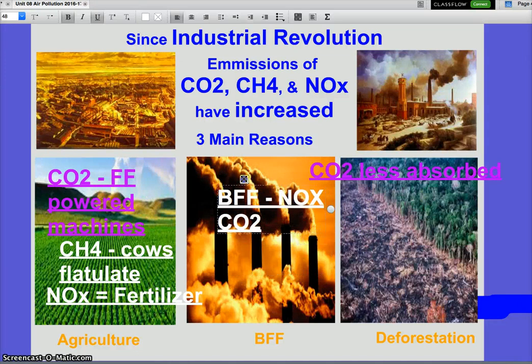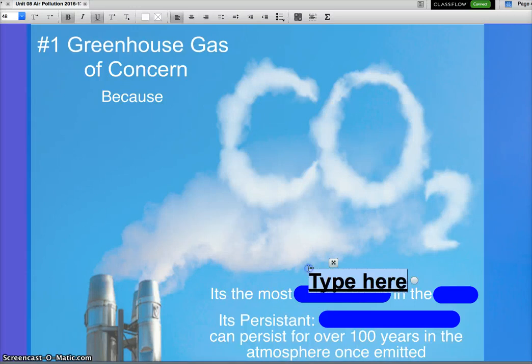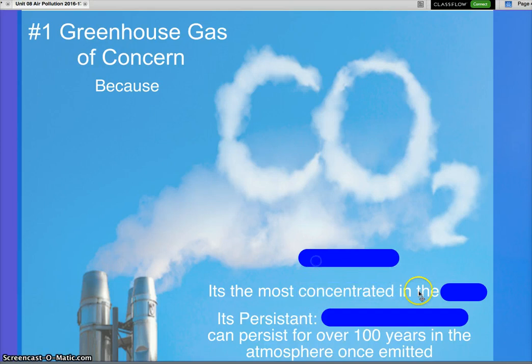So you want to know these associations, okay? So we call carbon dioxide the number one greenhouse gas of concern. And there's two reasons why. Why do you think? Think about when we study levels of gases in the troposphere. Good. It's the most abundant of that 1%, right? Because we know 70 is nitrogen, 20 is oxygen, but then you've got argon and carbon dioxide and other greenhouse gases. So carbon dioxide is the most concentrated in our troposphere, and it's also persistent.